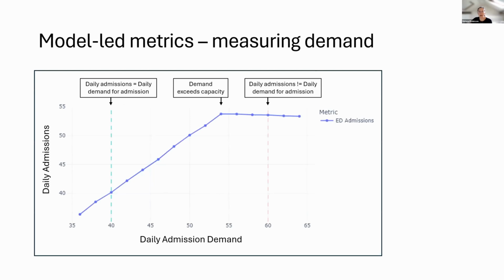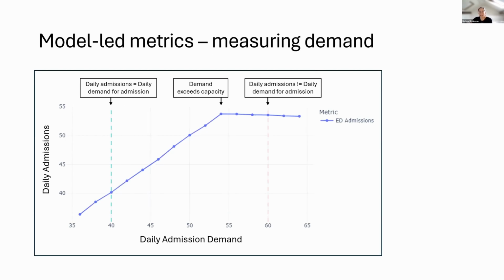We can also use the output of the model to inform how we're monitoring demand for admission. Actual admissions are often used as a proxy for demand for admission in both internal and external reporting. And here we can see why that doesn't give us an accurate picture of demand. Along the x-axis, I've run the model with increasing levels of demand and measured the numbers of admissions. We can see on the left of the chart where the model hospital has spare capacity, admissions do equal demand, so it's a fair proxy.